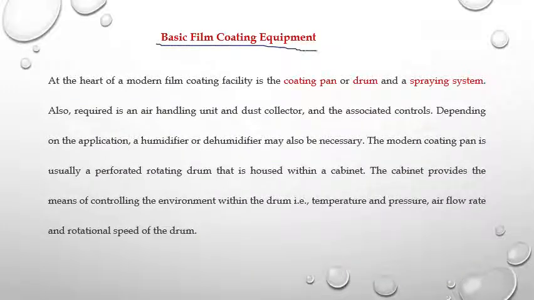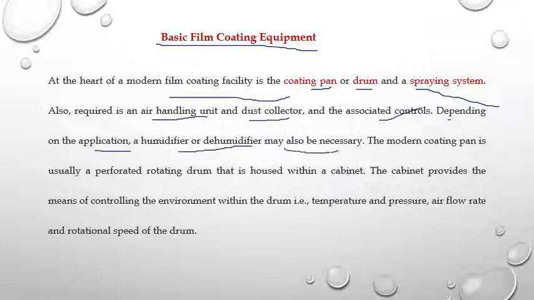Basic film coating equipment. At the heart of the modern film coating facility is a coating pan or drum and a spraying system. Also required are an air handling unit, a dust collector and associated controls. Depending on the application, humidifiers and dehumidifiers may also be necessary.